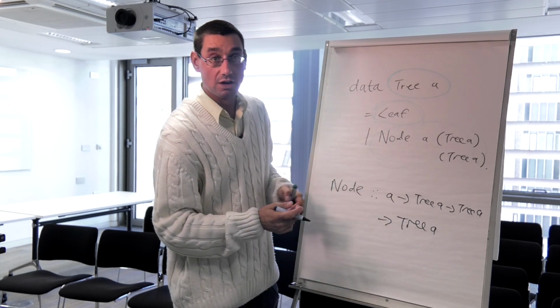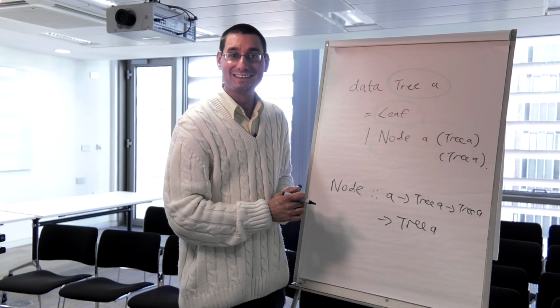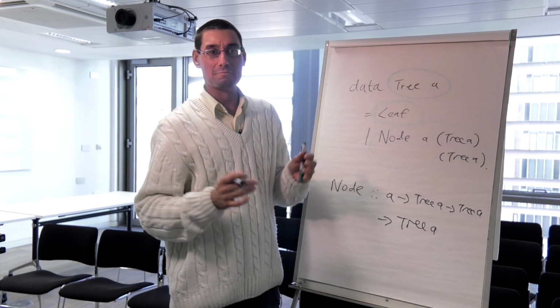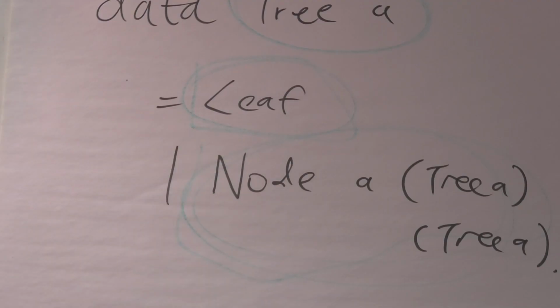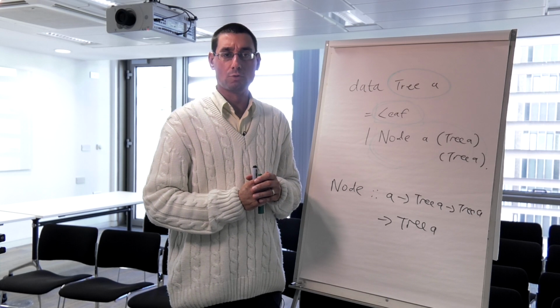Leaf is also a data constructor, but it doesn't take any arguments because there's nothing inside the leaf. It's a kind of base case, if you like. So Leaf too is a data constructor. Right, we can talk more about this in the comments if you want to, but I hope that makes things a little bit more clear.